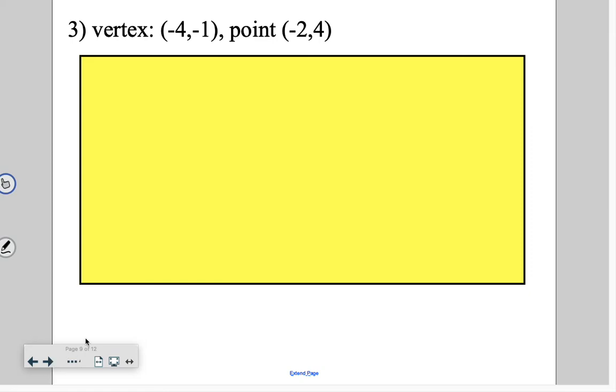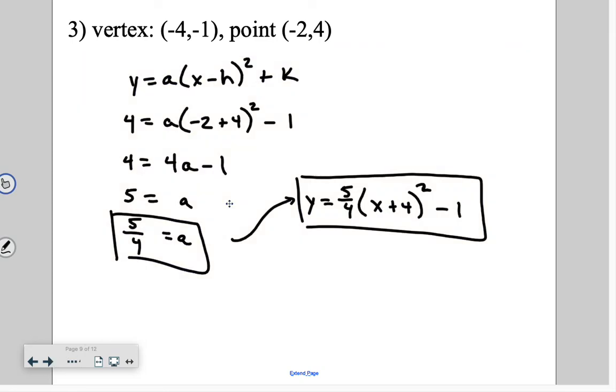All right, let's see what you got. Here's what you should have ended up with. Based on the information, you should have been able to find that a is 5/4, and therefore, there's your final equation in vertex form. Any questions? We're doing okay? Hopefully. Okay, I got two other fairly quick examples.